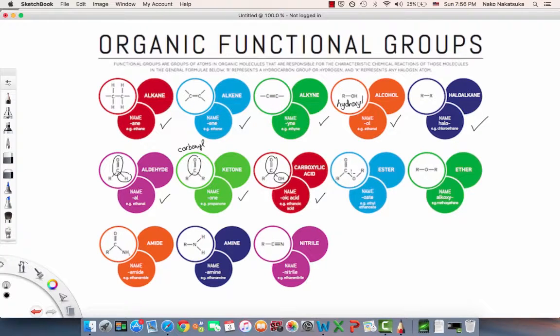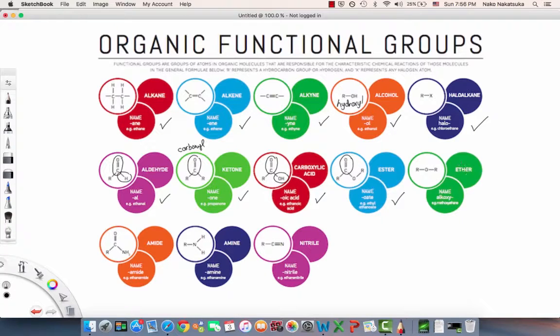We can also talk about esters. In the case of an ester, we have this carbonyl group, but we also have this oxygen in between the R groups. And you end with -ate as the suffix, and an example of it is ethyl ethanoate.